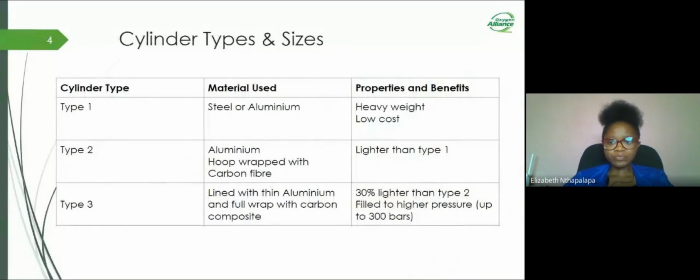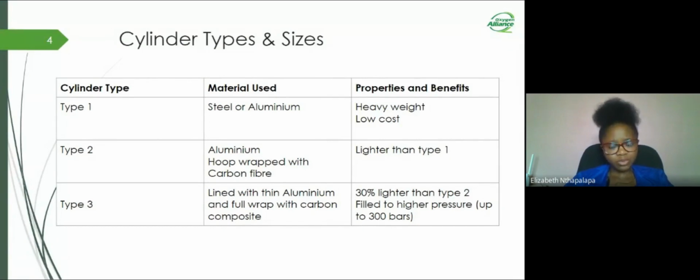So next, I will take you through different cylinder types and sizes. In terms of the cylinder types, we have 3 of them, ranging from type 1, 2 to 3. Type 1 cylinders are made of steel or aluminum. These ones mostly are heavy in weight, and in terms of price, they're really low in cost. They can carry pressures of up to almost 150 bars. For this property, they are suitable for static hospital or home care applications where you don't have to be moving them here and there since they're heavy, but once they're in one place, you're good to use them.